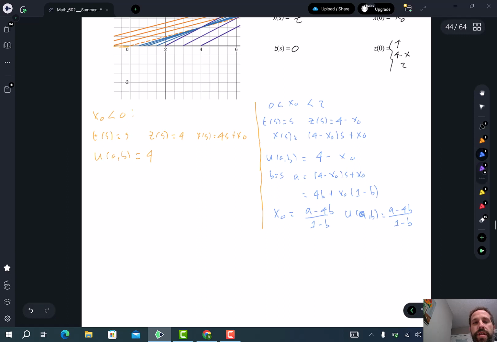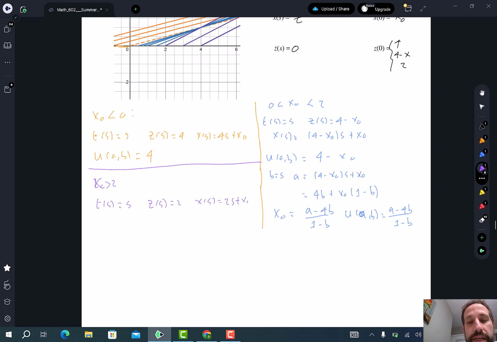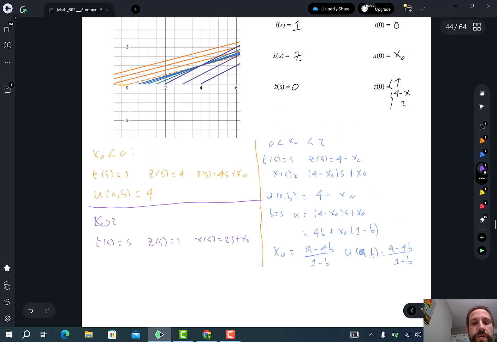Okay, and finally for the purple part, this is going to be x naught greater than 2, t of s is equal to s, z of s is equal to 2, x of s is then going to be equal to 2s plus x naught. And so these are going to be the purple characteristics there. They're going to be lines whose slope are 1/2.